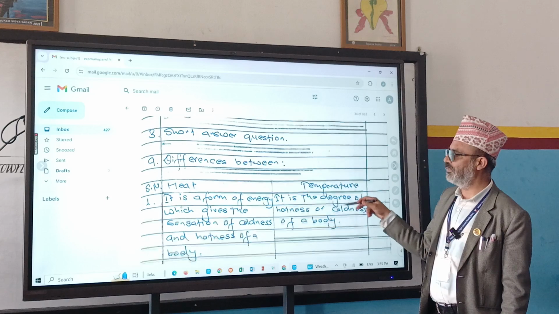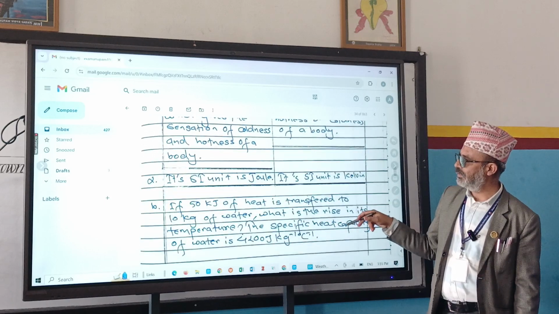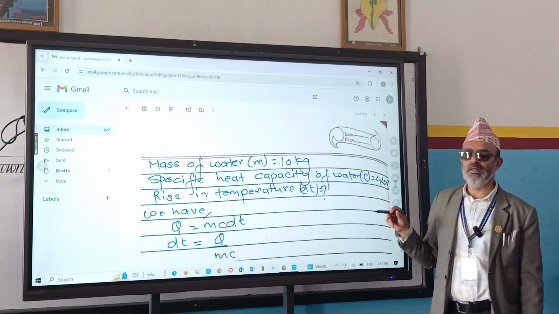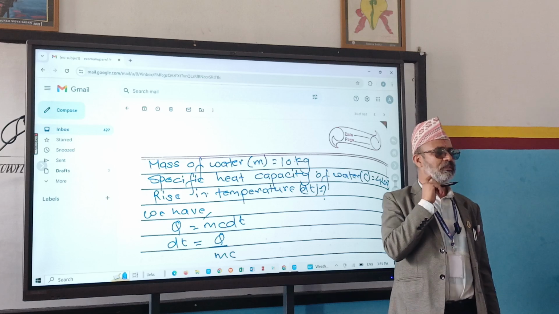Differences between heat and temperature, I think is done. Intermediate done or not? And then next one, numerical is here. Numerical form problem you have to remember. Q equals mc dt, right?